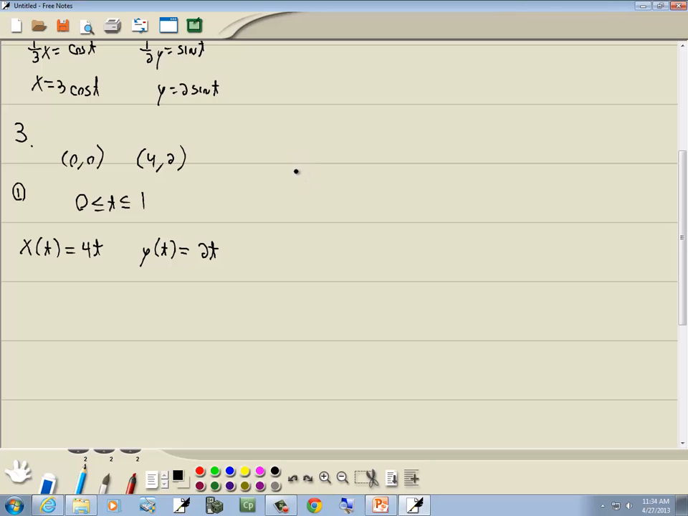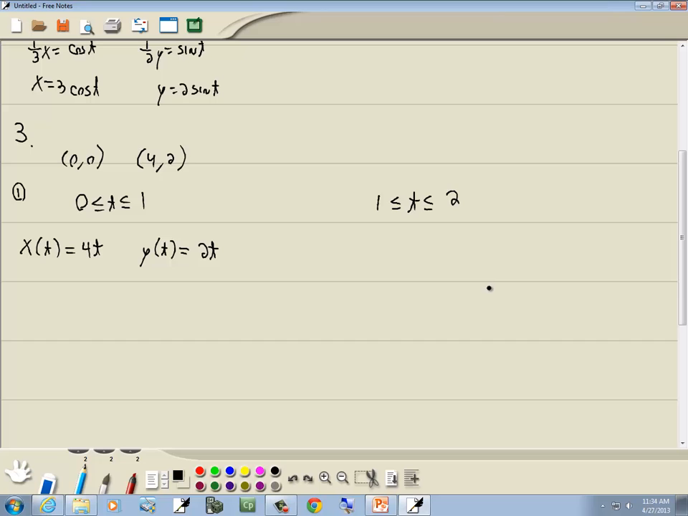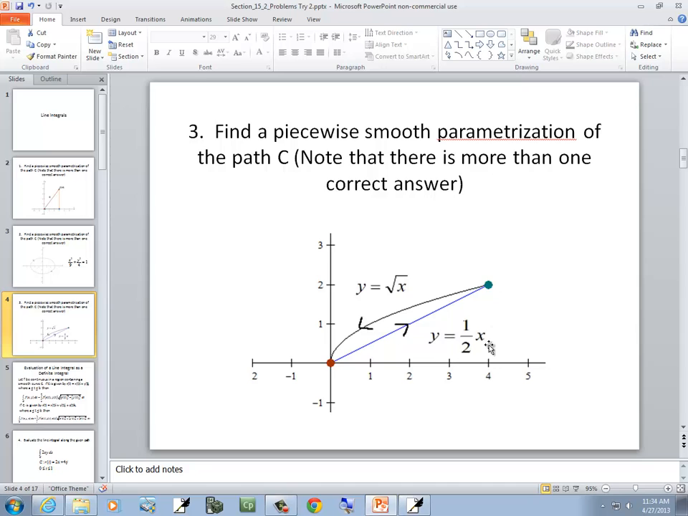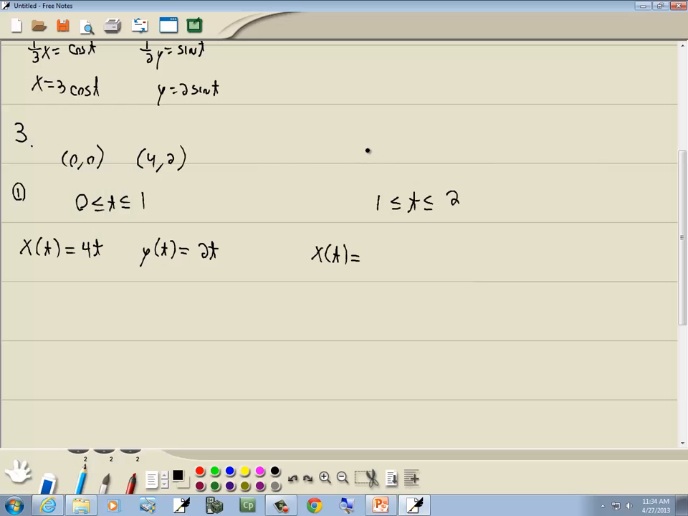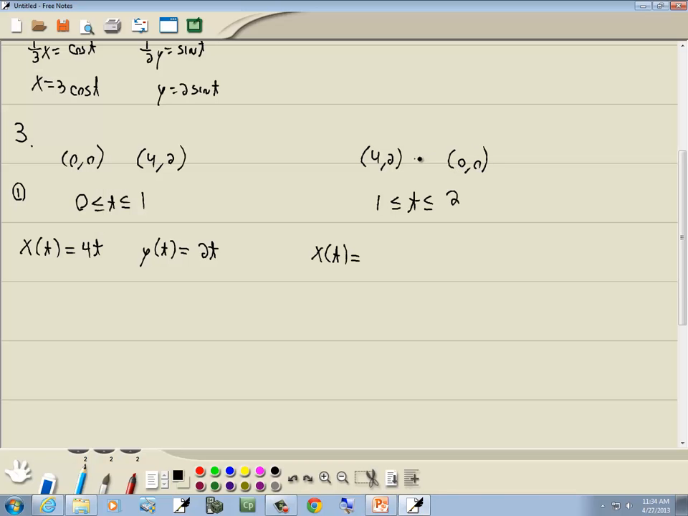Now our second piece, if the first one ended at 1, then our second piece is going to start at 1. And we might as well go to 2 on that. Let's take a look at the x value. It starts at 4, 2, and goes to 0, 0. So it's going back.